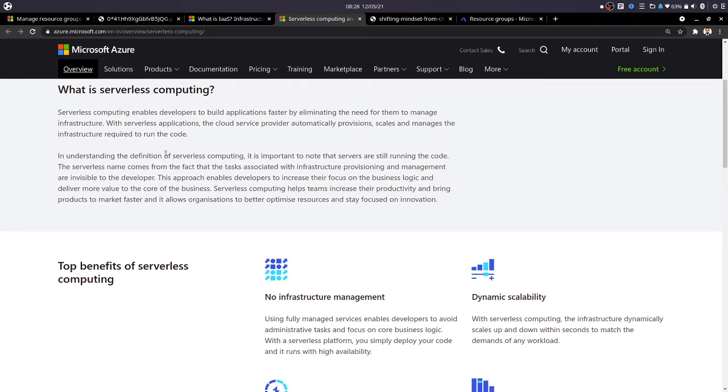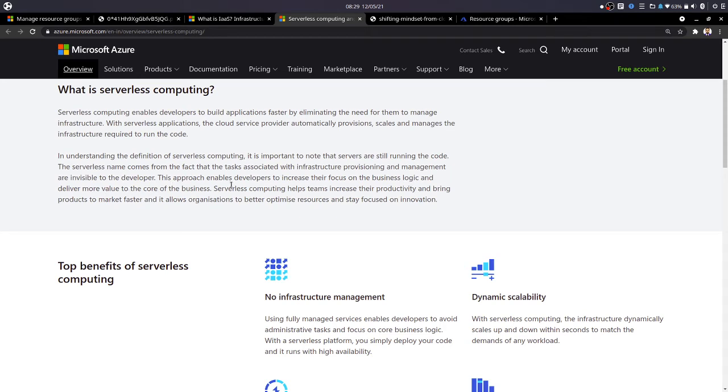In understanding the definition of serverless computing, it is important to know that the servers are still running the code. The serverless name comes from the fact that the tasks associated with infrastructure provisioning and management are invisible to the developer. So in this scenario, there are underlying servers, but serverless does not mean that there are no servers. There are underlying servers, but you don't need to take care of that. The infrastructure provisioning and management are abstracted from you.